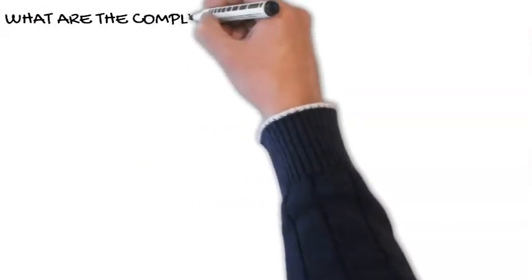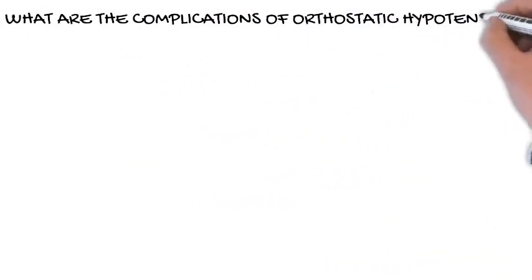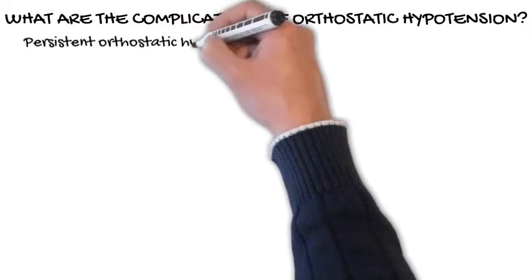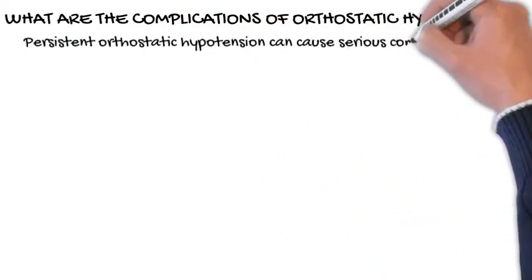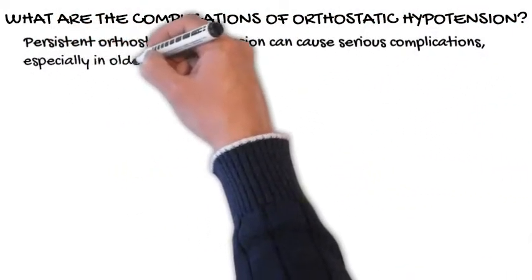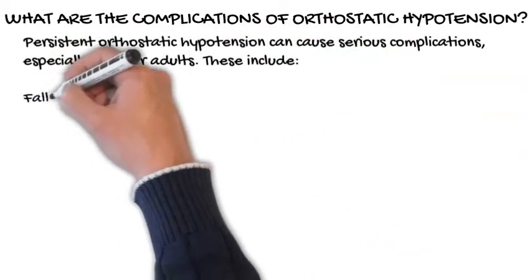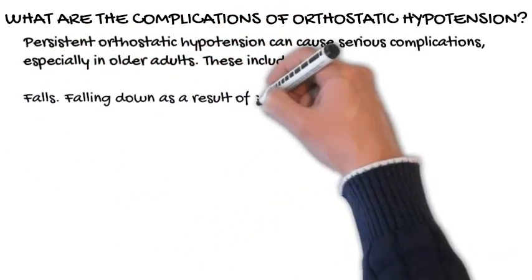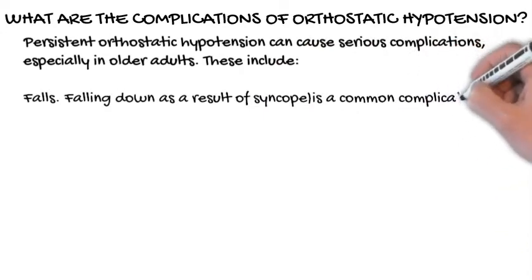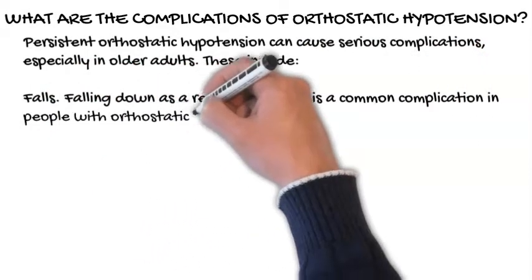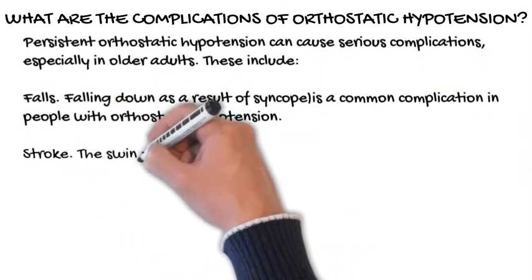What are the complications of orthostatic hypertension? Persistent orthostatic hypertension can cause serious complications, especially in older adults. These include falls. Falling down as a result of syncope is a common complication in people with orthostatic hypertension.